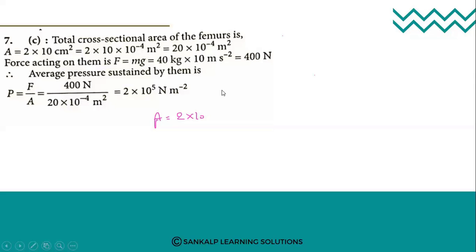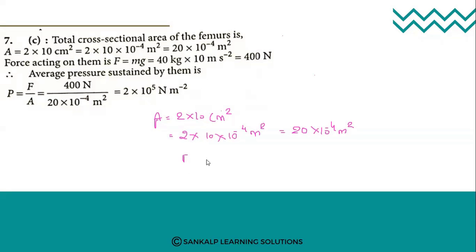So it has two surfaces, therefore 2 into 10 centimeters square. Convert centimeter into meter. So it will be 10 to the power of minus 4 meters square. So 10 into 2 will be 20 into 10 raised to minus 4 meter square.